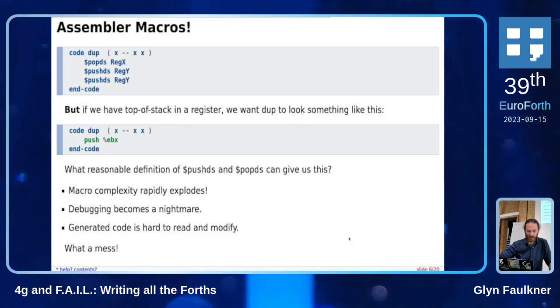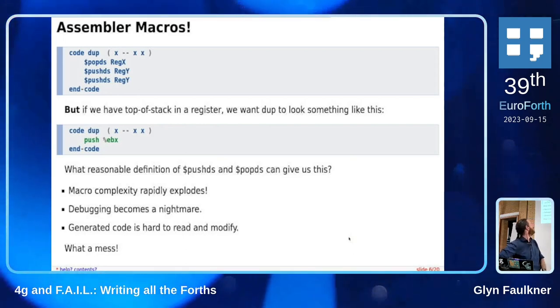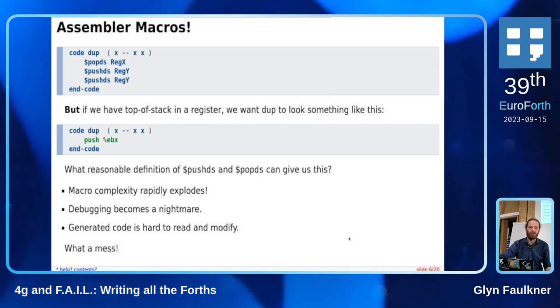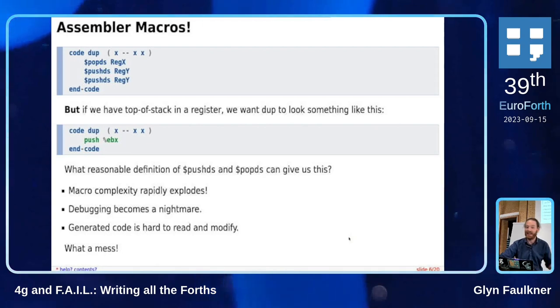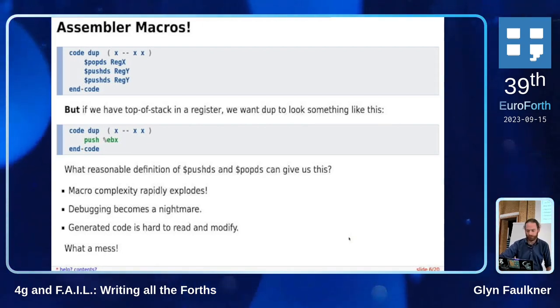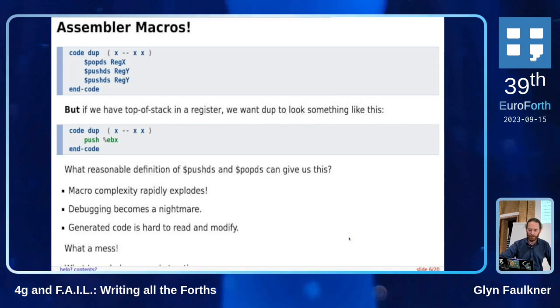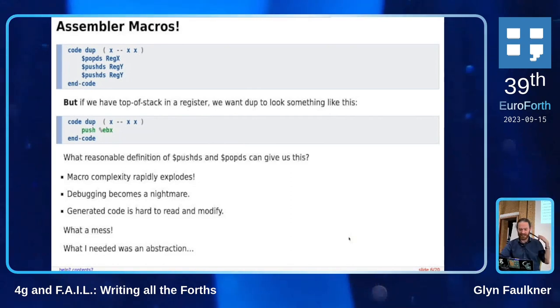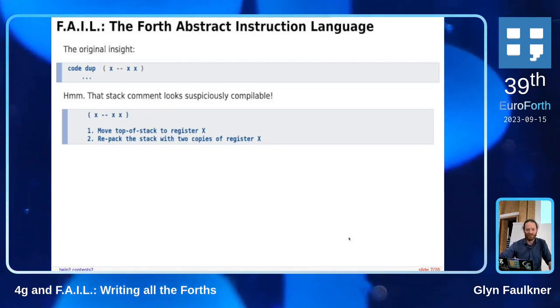So yeah, macros was a dead end. The complexity explodes rapidly as soon as you want to do things like instructions if the stack pointer you're working on is in ESP versus if it's in ESI, you might want to pop using different instructions. So yeah, the macro approach went nowhere very quickly. So I needed a better abstraction. And this was where FAIL came into the picture.